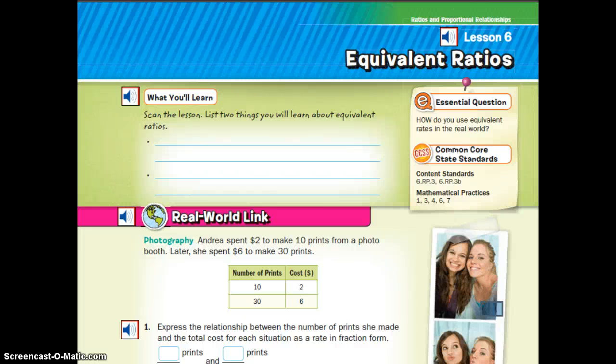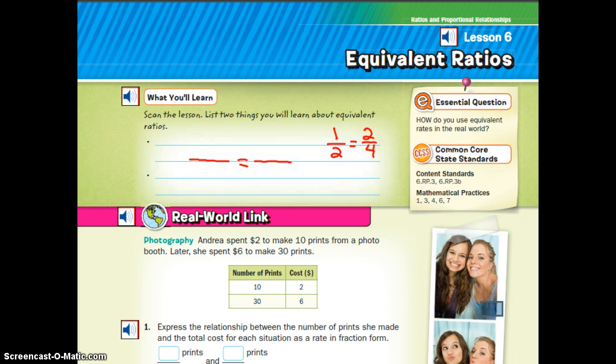Hi, we're on Chapter 1, Lesson 6, Equivalent Ratios. If you thought the other lesson was easy, this one is too. We're talking about equal fractions, or what I call a line equal line. We know that 1/2 is equal to 2/4.